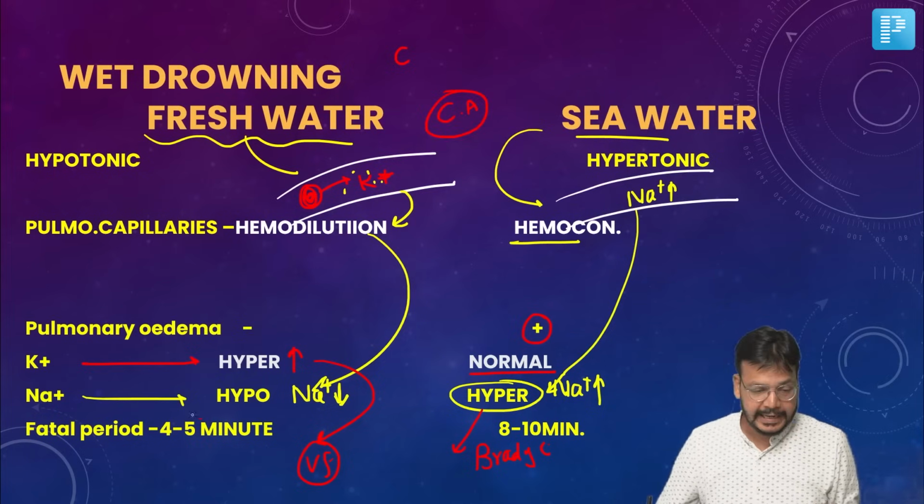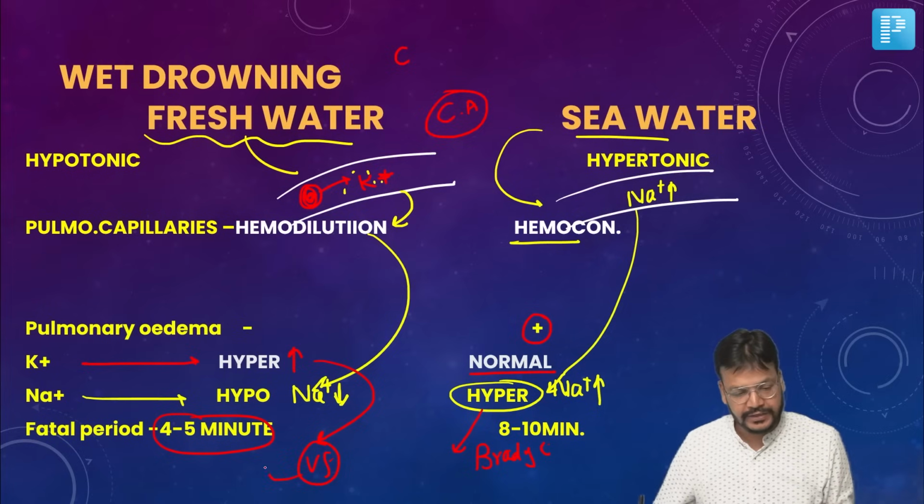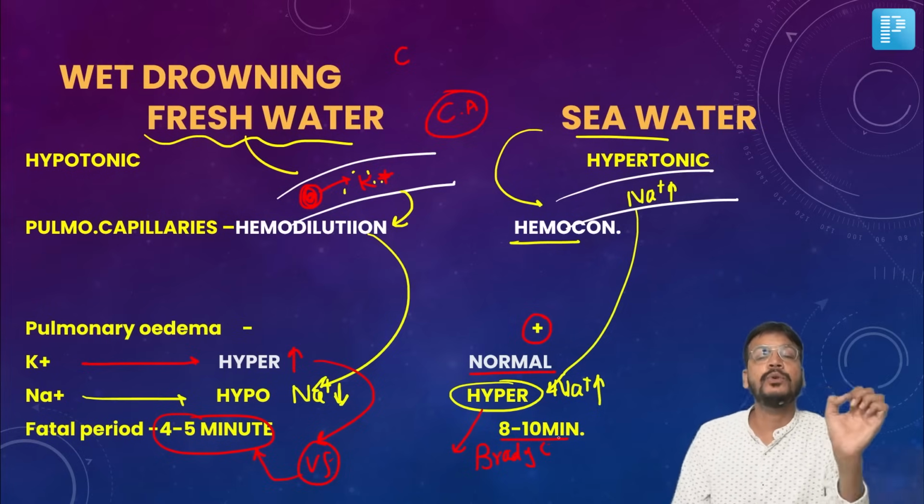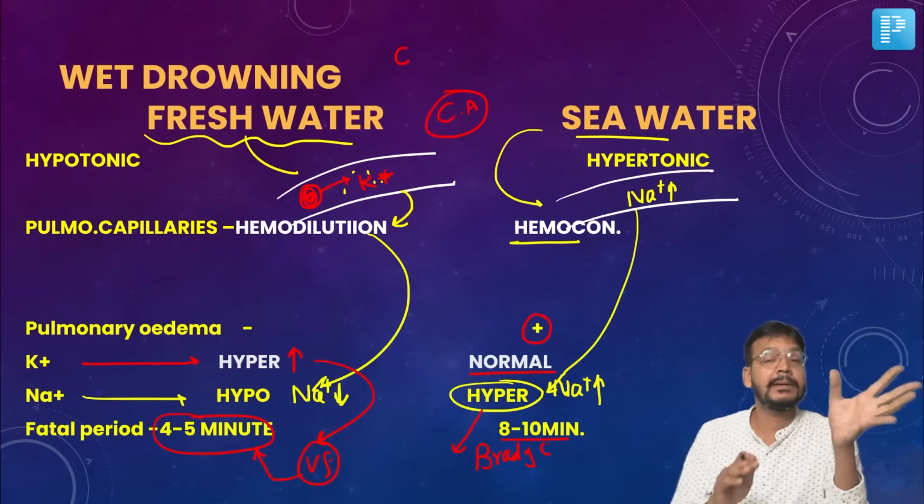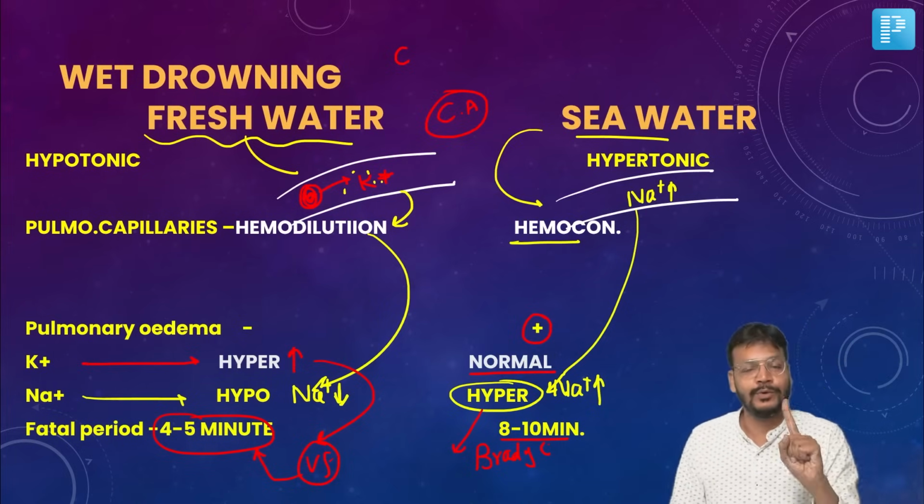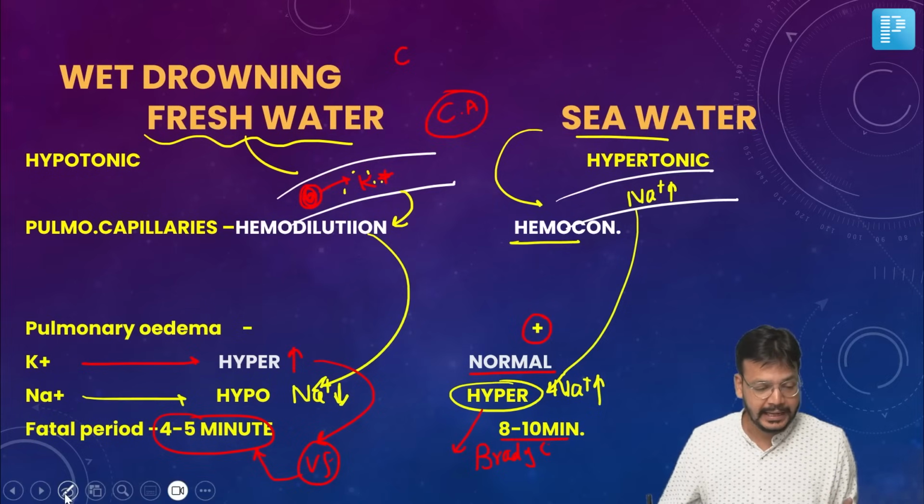Now, sir, here it is ventricular fibrillation. VF is ventricular fibrillation. You will die in 4 to 5 minutes. And here, sir, 8 to 10 minutes. So, Doctor, most of the people think the person dies earlier in seawater drowning. No, my dear friend. Person dies earlier in fresh water drowning.